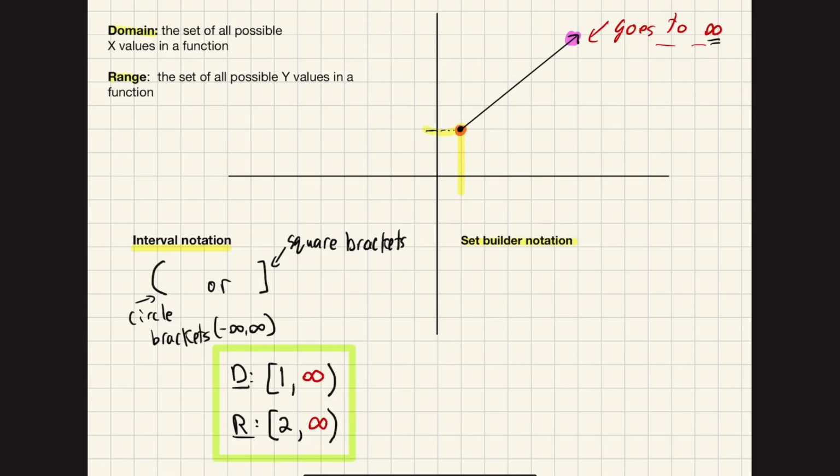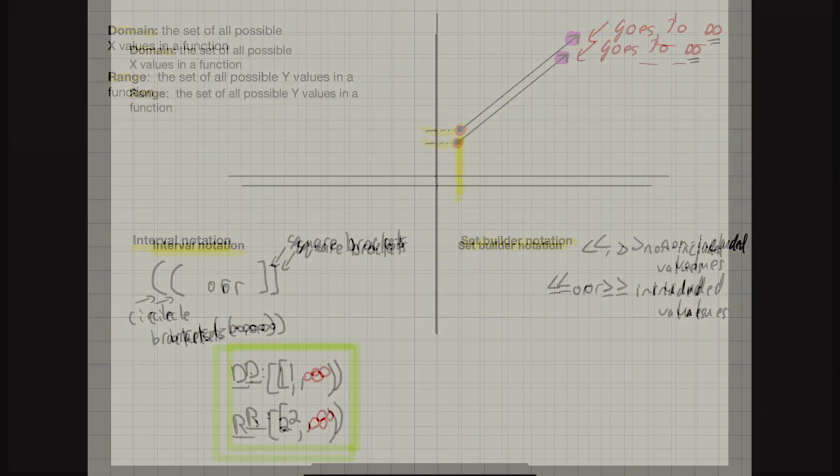Now in set builder notation, which is another common notation, we tend to use less than or greater than signs to indicate non-included values. And then for included values, we use less than or equal to or greater than or equal to. And there's no emphasis on any particular bracket. But we do make sure to state whether we're using real numbers or not. And in the case of most math courses, it's always going to be all real numbers that are used until you get into more complex mathematics.